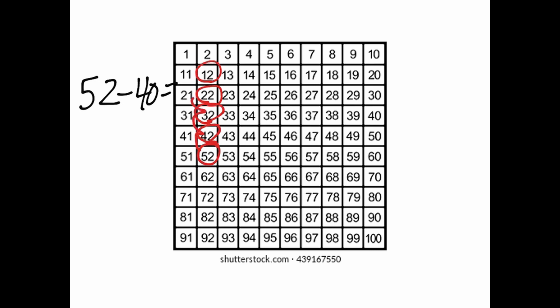Great job. That's 1, 2, 3, 4 spots that they're counting backwards. 52 minus 40 is 12.